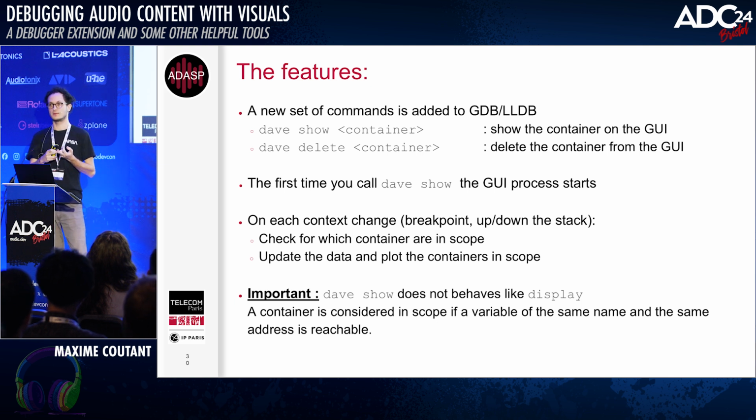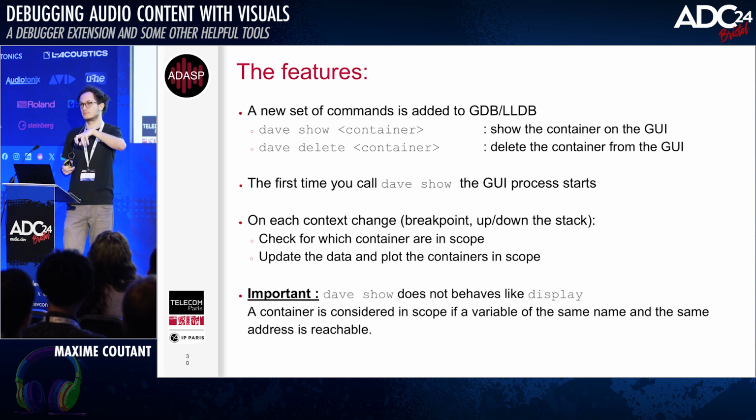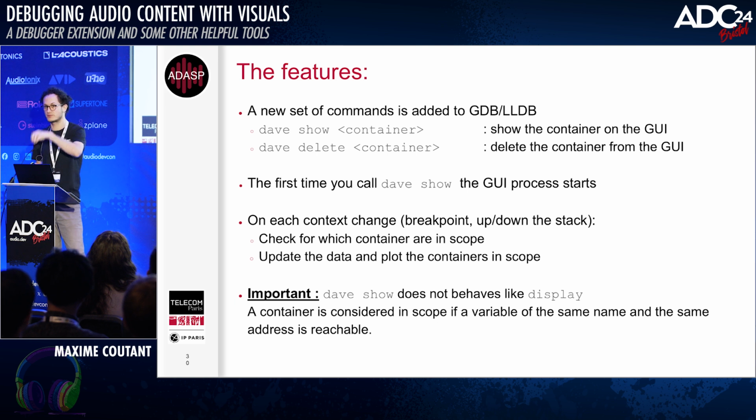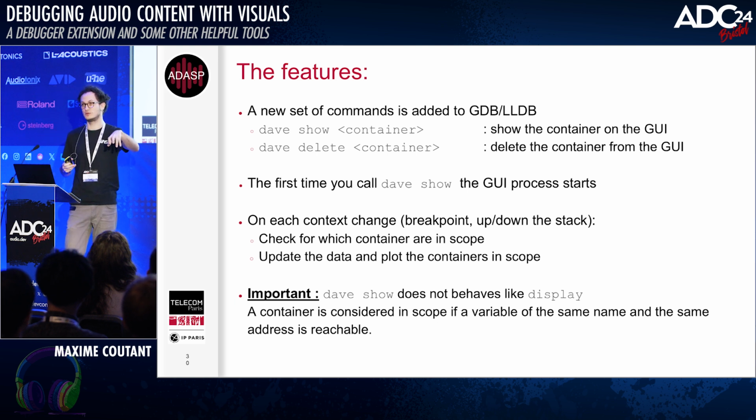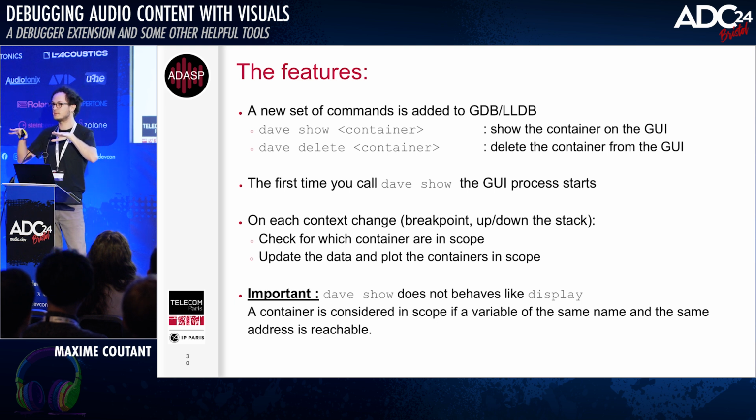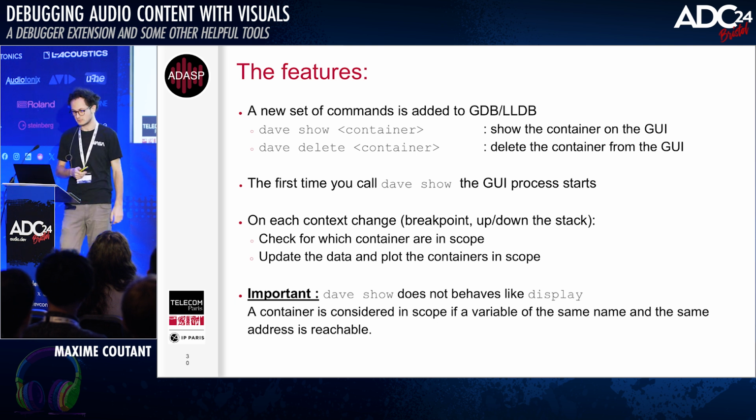And secondly, the variable hidden behind this name should have the same address as the first time. So you could have two variables with the same name tracked in Dave, but if they're located differently, they will be shown as two different containers.